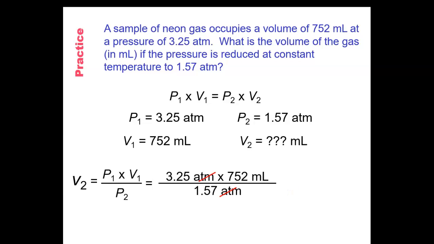Atmospheres goes away because of the various things that we can do to get that to V1. And we multiply and divide, and we get 1,560 milliliters, or 1.56 liters.